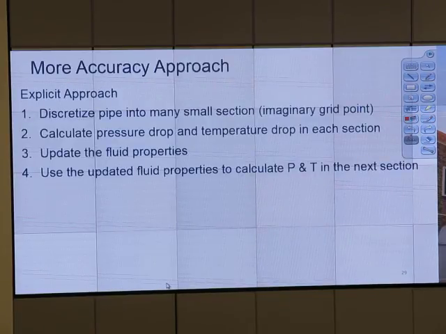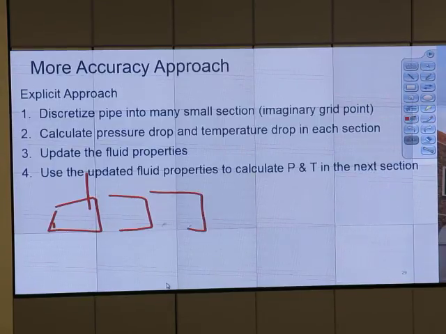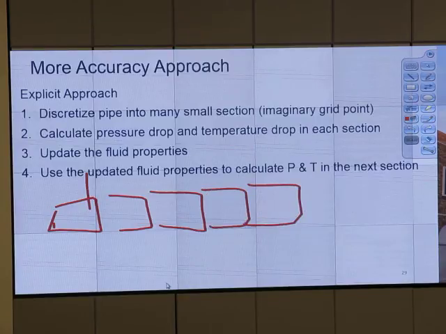Alright. There is a better way to do this. This time we assume everything has the same viscosity. Viscosity and density are the same everywhere, right? That's the assumption. You can do better by discretizing it into small sections. So let's say you discretize it into 100 sections. So you have section 1, section 2, section 3, section 4, section 5, and so on. You have 100 sections.